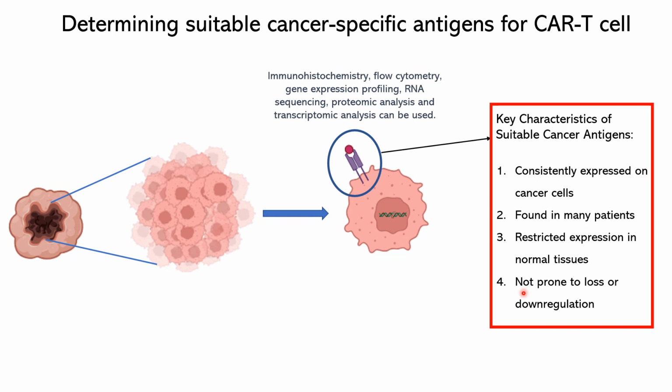The last thing is that we need to make sure that the selected antigen is not prone to loss or downregulation, because as we know now, one of the main strategies for cancers to evade immune cells is to stop producing that antigen. So we need to choose an antigen that is known to be constantly highly expressed on cancer cells. Okay, and here are some of the techniques used to identify such an antigen. And this step is very, very crucial to the whole process and to the success of the whole CAR T therapy.